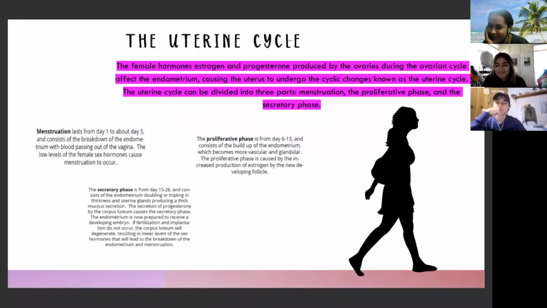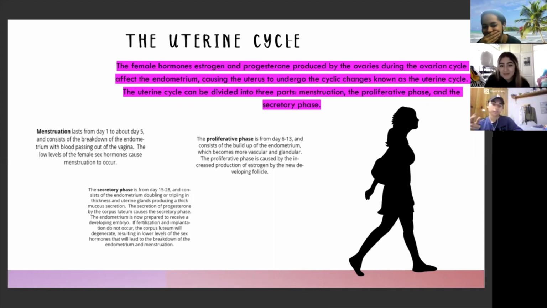The uterine cycle. The female hormones estrogen and progesterone produced by the ovaries during the ovarian cycle affect the endometrium, causing the uterus to undergo the cyclic changes known as the uterine cycle. The uterine cycle can be divided into three parts: menstruation, the proliferative phase, and the secretory phase. Menstruation lasts from day 1 to about day 5 and consists of the breakdown of the endometrium with blood passing out through the vagina. The low levels of the female sex hormones cause menstruation to occur.